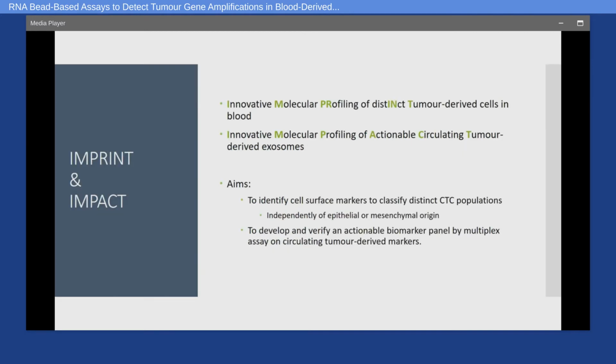And then, okay, so we had sort of an idea of the gene amplifications at primary and metastatic, and then I wanted to move on with other projects to really look at innovative molecular profiling assays, to look at distinct circulating tumor cells and also exosomes. We wanted to develop an actionable multiplex panel for these circulating cells or vesicles. Okay, so I'm not going to take a lot of time here.